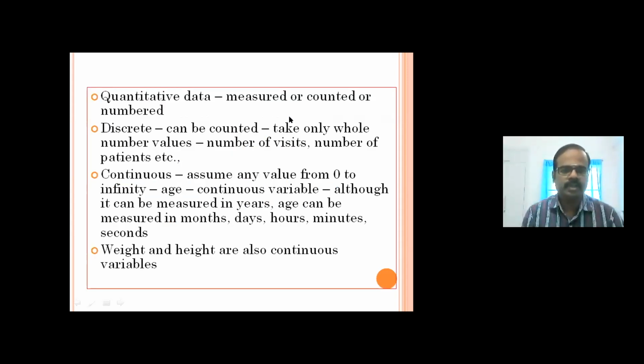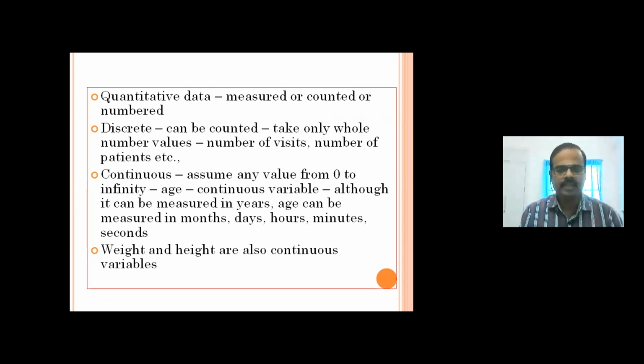Similarly, this quantitative data is divided into two types, right? Discrete and continuous. The data which forms countable numbers takes only whole number values. Say for example, number of visits is 10 visits, 15 visits, 20 visits, not 1.5, 2.8, 13.9. Okay, right? So that is called discrete data. The data which can take only whole number values is called discrete data.